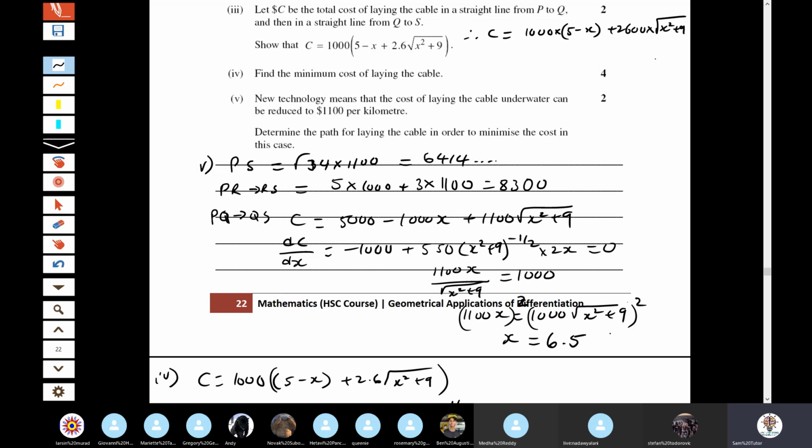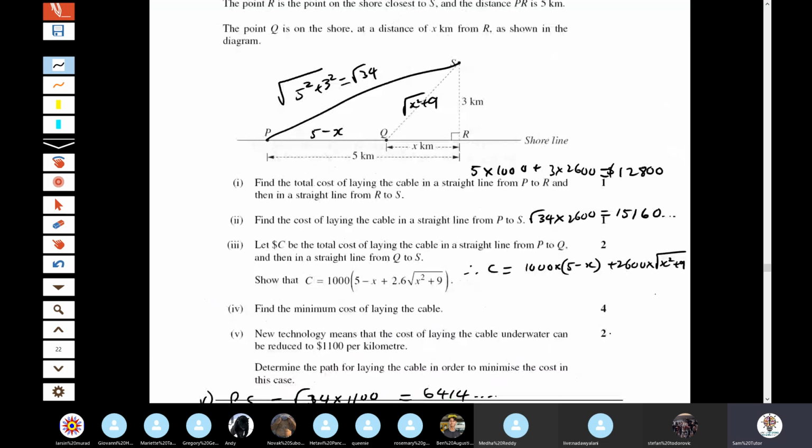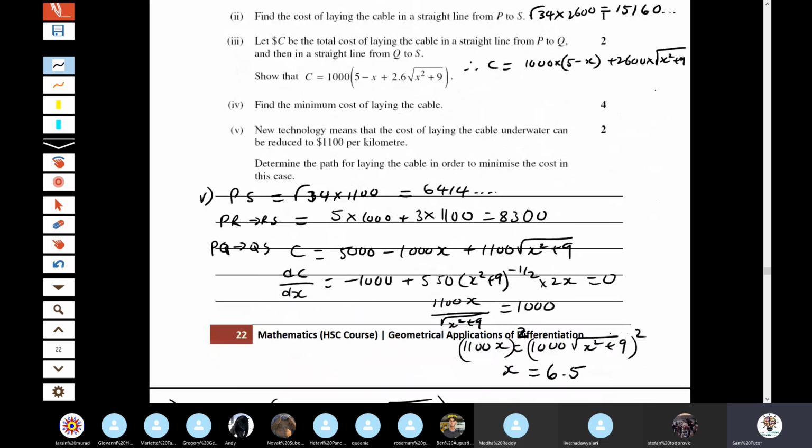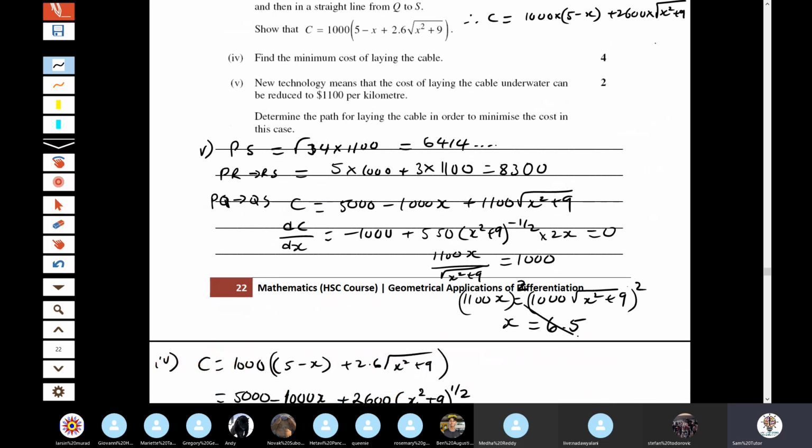What's the problem with that? It's larger than 5. You can't have that. So therefore, this will never occur. You're never going to get a minimum cost from that one. So your minimum cost is therefore PS. Finished. And that is the 9,900.